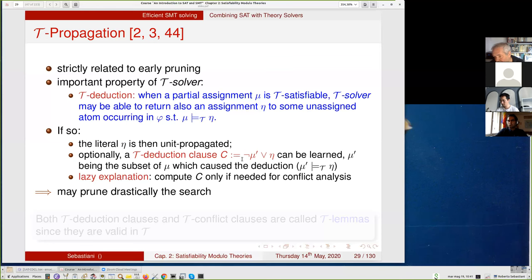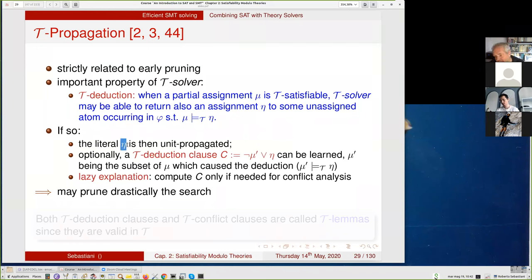Are we good? So we have a truth assignment, and a theory solver says, okay, look, not only is your mu satisfied, but you can also entail this literal, which means the truth value of some of the atoms that are part of the formula. You can entail this as a consequence of mu. Here mu prime is the subset of mu which actually causes this entailment. So you can do these two things.